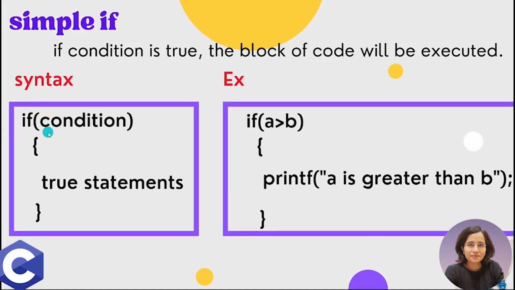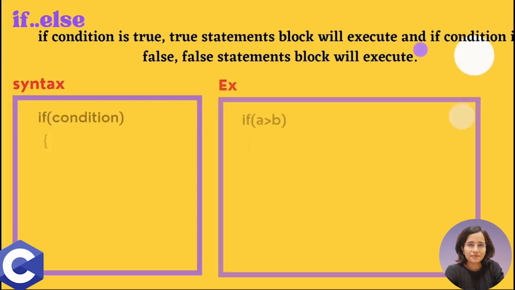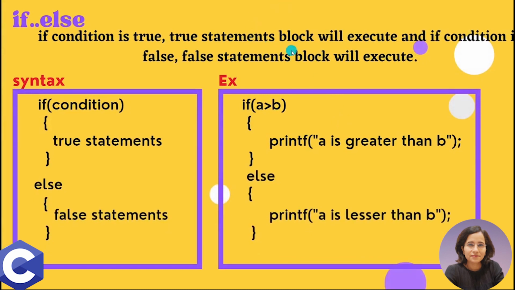First we have to write if, then we have to mention the condition, and if the condition is true, the true statement part will execute. Here is the example. If A is greater than B, then this printf statement will print A is greater than B. In case of simple if, we are not mentioning the else part, but if we have false part, then what we should do? Then we should use if else.